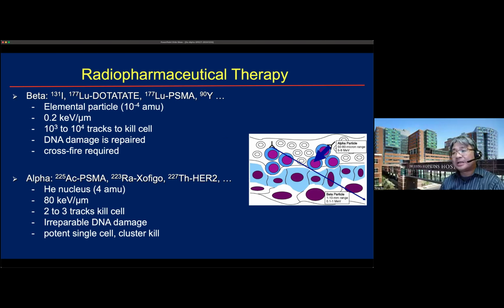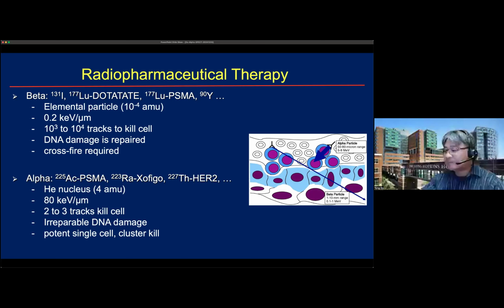As we can see in the figure on the right, beta particles have longer range, but because of low energy transfer, a lot of beta particles are needed to kill a single cancer cell. Alpha particles, on the other hand, have a very short range, only about 3 to 8 microns, but they have high energy and high mass, so they have high linear energy transfer and can kill a cell with just one or two alpha particles.